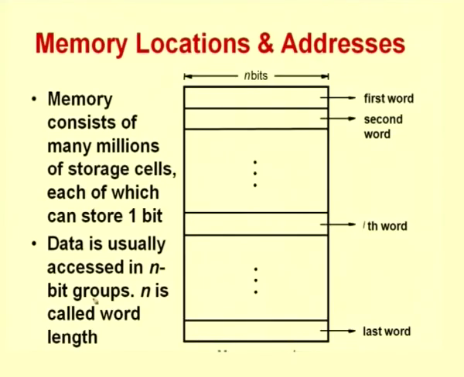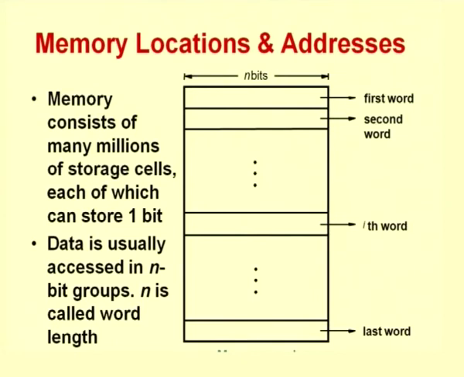Okay. So, data as we said is usually accessed in n bit groups, and this n is normally called the word length. Okay. So, if you look at memory as a whole, it would consist of many words, okay, first word, second word and so on, and the ith word and the last word, and each word is n bits and can store n bits of information. Okay. So, this is what we normally have.